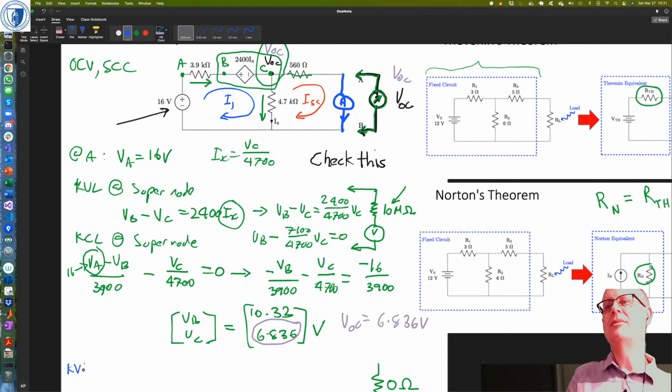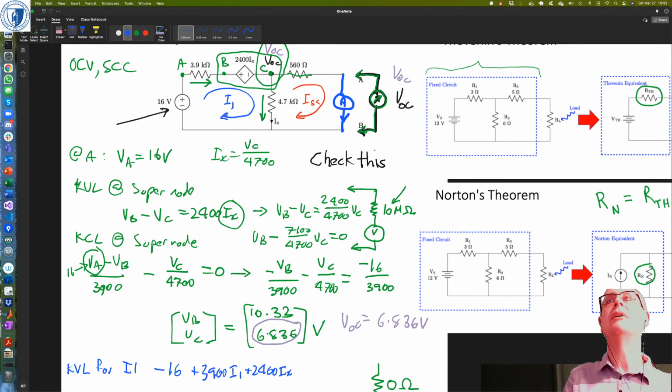So let's, we want the KVL for I1, and it's going to be minus 16 volts plus 3900 I1, and then it's plus 2400 IX, and we need to replace IX, and then it's plus 4700 times I1 minus ISC. And that whole thing equals 0.